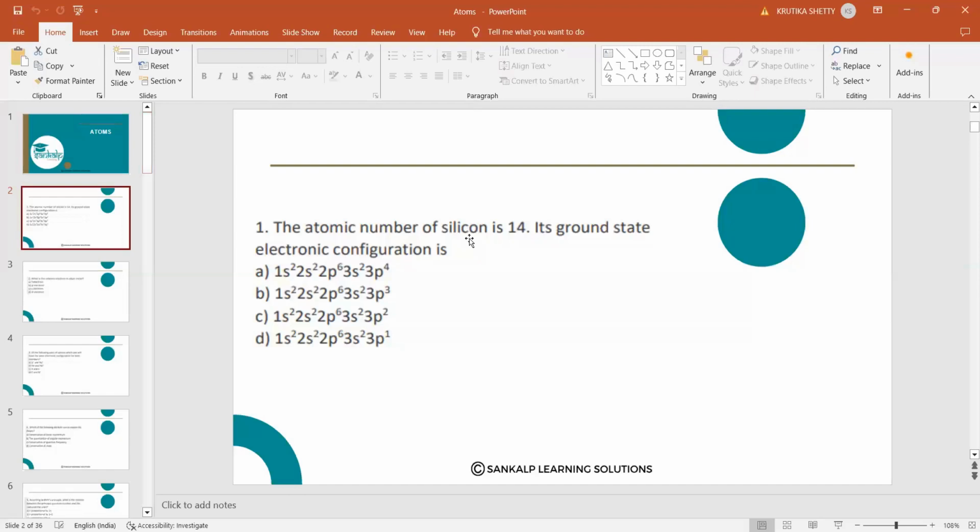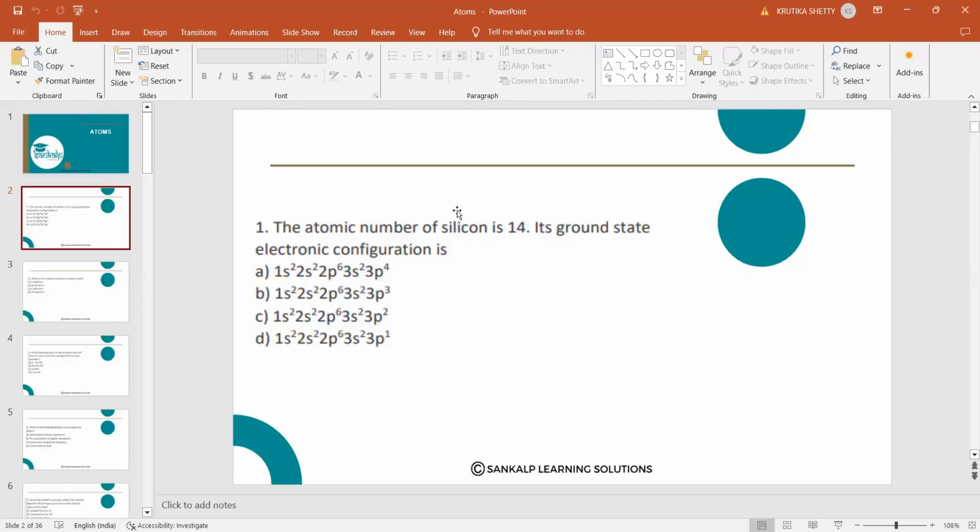Yes. So here we have the first question. The atomic number of silicon is 14. Its ground state electronic configuration is... So here, a silicon atom is given. For silicon, the atomic number is 14. Then what is the ground state electronic configuration?